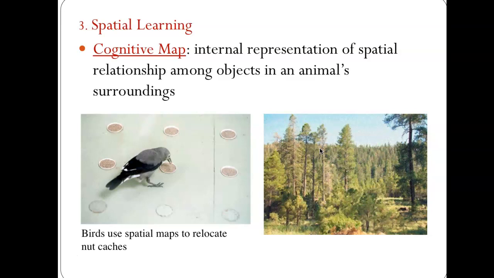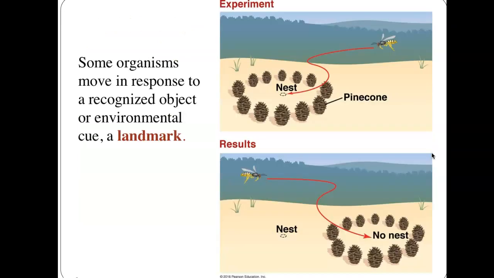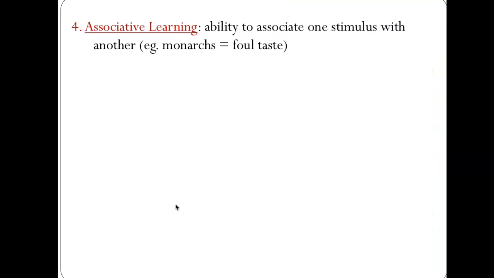Cognitive map is where an animal will associate a certain landmark with where something was left. And I talked to you about these pine cones and the wasp nests, and how experiments have been done where the pine cones get moved and the wasp will go to the pine cones but not the actual nest. So that's just using landmarks. It's interesting to know that wasps do that too; we do that as humans all the time, but wasps will also do that.